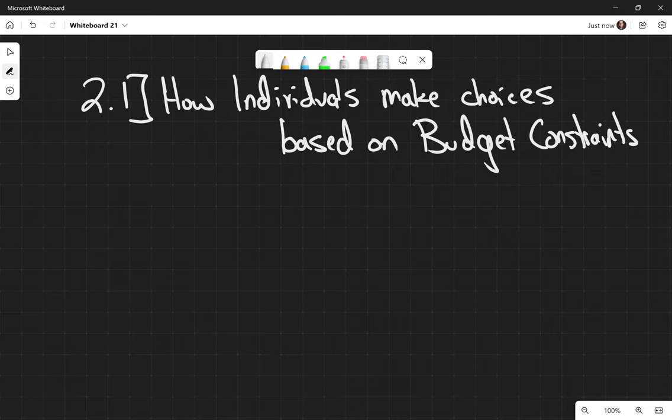So chapter 2 talks all about opportunity costs and specifically focuses on individuals and how they are making choices based on what's called a budget constraint. So our first question here is, what is a budget constraint?